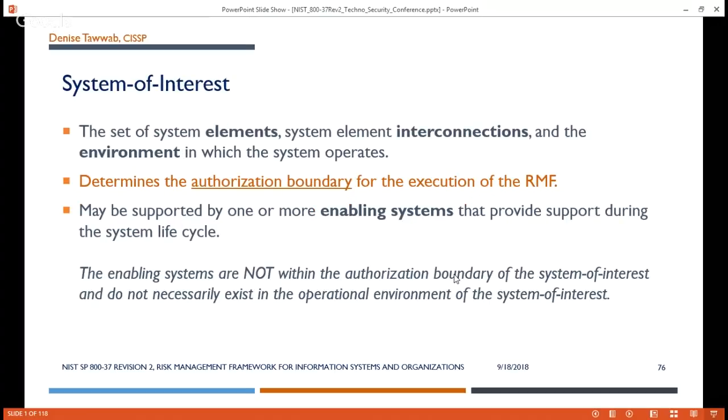So let's talk about system of interest. A system of interest is the set of system elements, system element interconnections, and the environment in which the system operates. It determines the authorization boundary for the execution of the risk management framework. So when you're executing the risk management framework, you do need a boundary that includes what you're going to apply the risk management framework to. The system of interest may be supported by one or more enabling systems that provide support during the system lifecycle. But keep in mind that the enabling systems are not within the authorization boundary of the system of interest and don't necessarily exist in the operational environment of the system of interest.